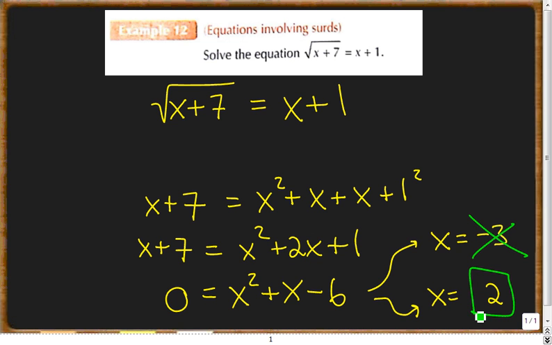But 2 should work. If we plug in 2, we get the square root of 9 equaling 3, and that is a good solution. So we only have 1. It's something you always want to check, because it could, in fact, lead you down the wrong path to an answer that's not true.